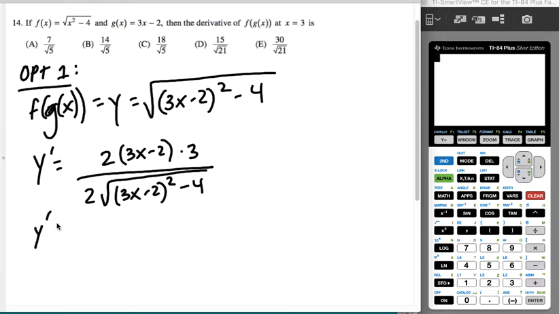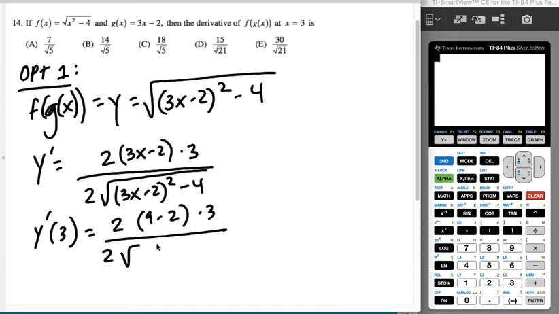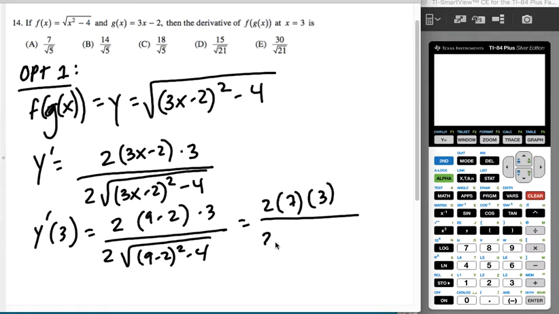And then I'm just going to find y prime of 3. I think that's the easiest way to do this, so I'm going to get 2 times a 9 minus 2 times a 3, which we'll deal with in a sec. On the bottom, I get a 2 times the square root of, again, this is a 9 minus 2 squared minus a 4. So I'm pretty sure I get a 2 times a 7 times a 3 on the top. And on the bottom, I get a 2 times a root 49 minus 4.